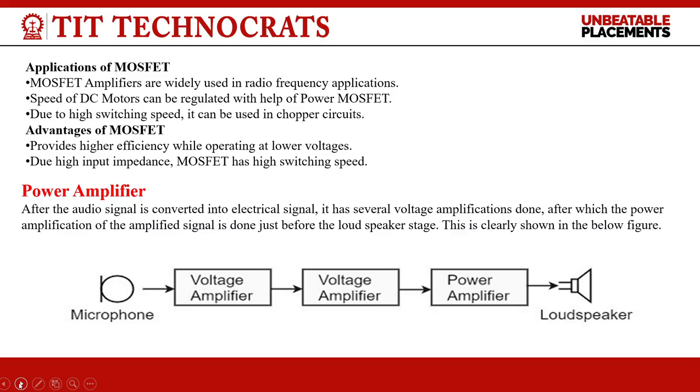First one is MOSFET amplifiers are widely used in radio frequency applications. The second is speed of DC motors can be regulated with the help of power MOSFET. And third, due to high switching speed, it can be used in chopper circuits.